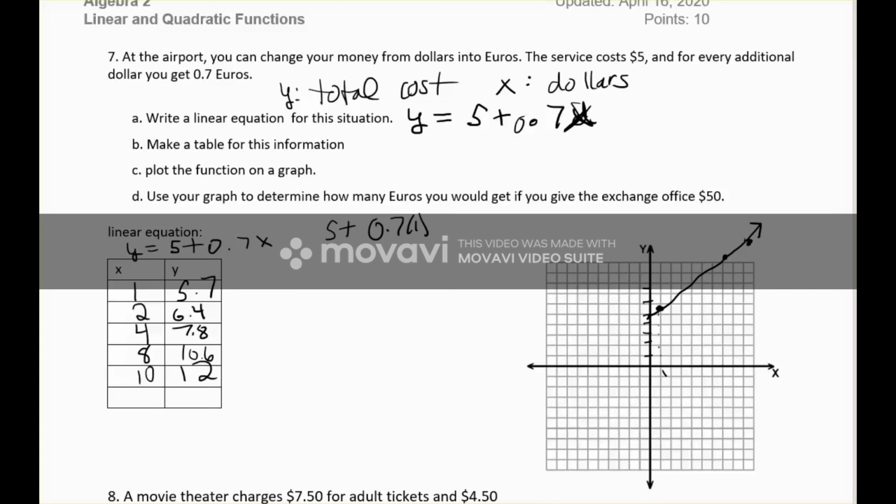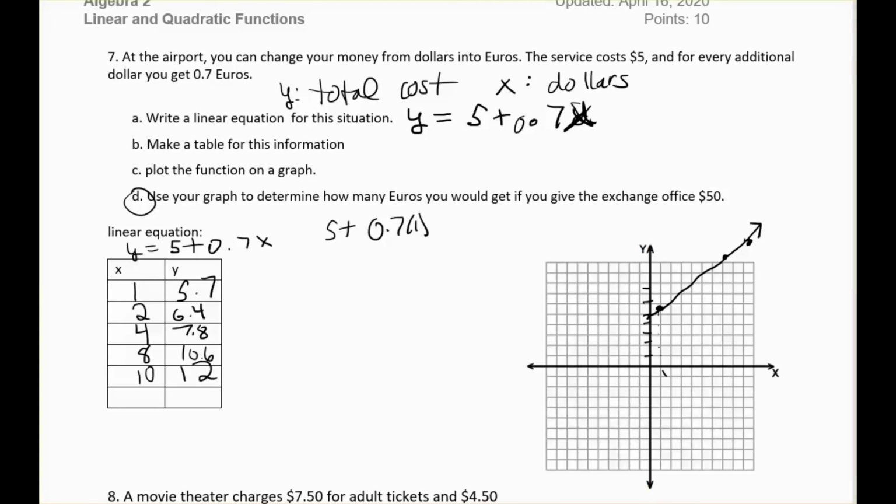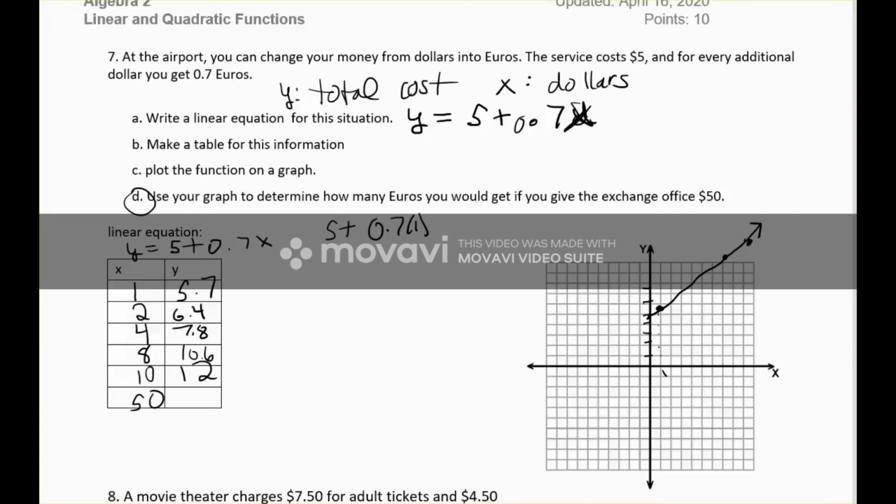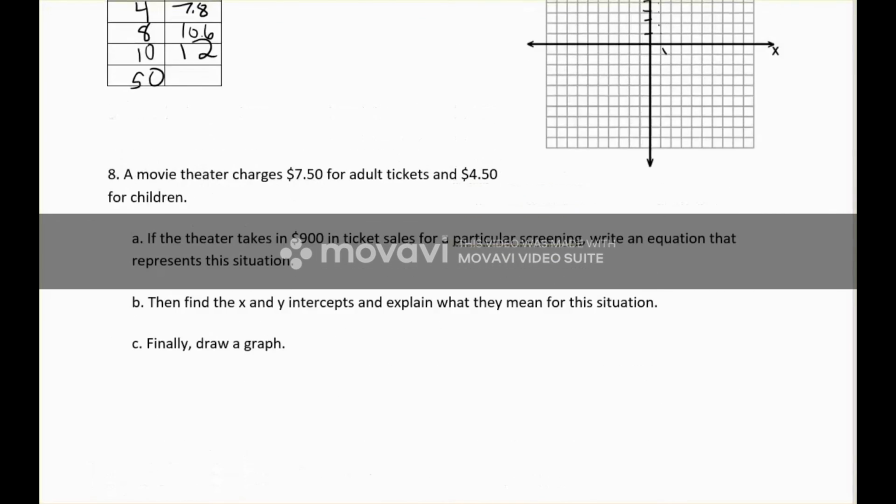And then there's another question to answer about determining how many euros you would get if you give the exchange office $50. So you would put 50 in for your x value and see what you get for y value. Now you wouldn't be able to graph that on this graph because it won't fit. And then there's one more question to do with a linear situation.